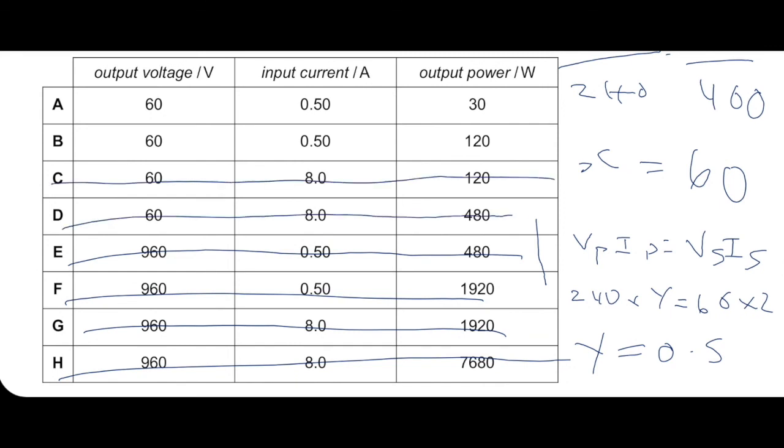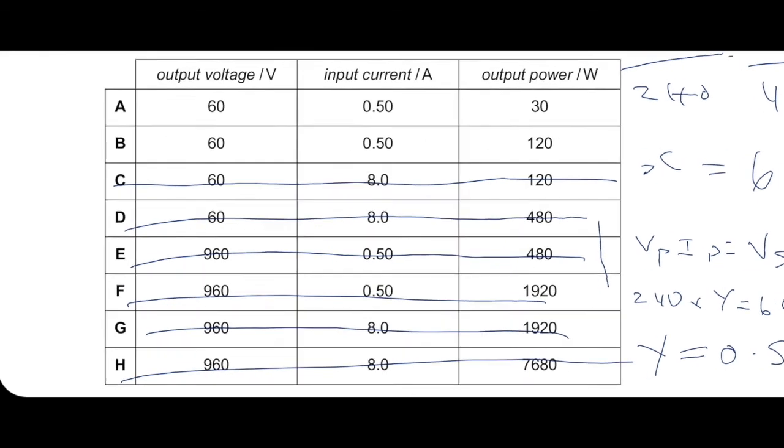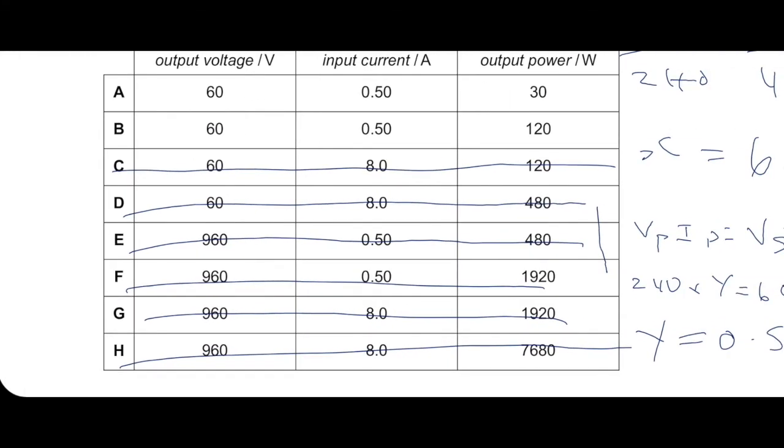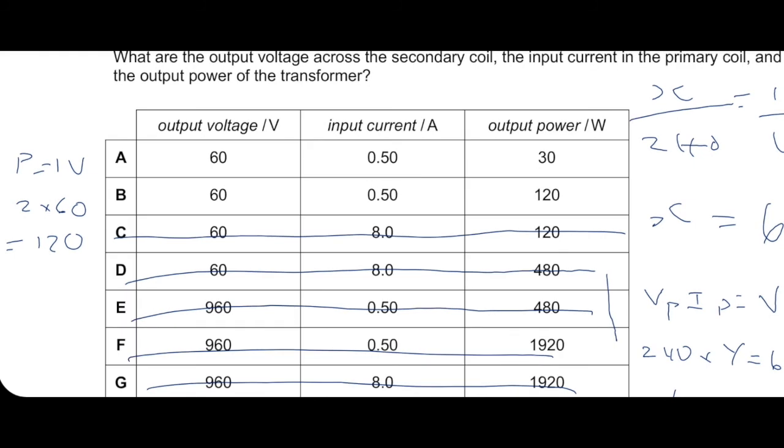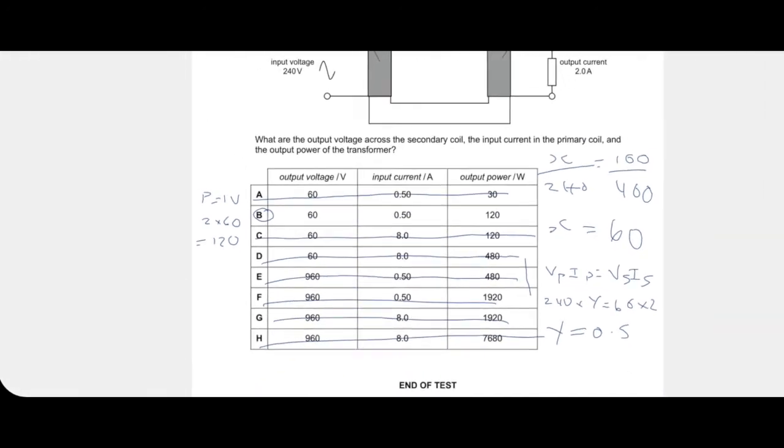C and D. And now to calculate the output power, we are going to use the equation P is equal to IV, and substitute I and V. 2 times 60 is equal to 120. And therefore we can eliminate A, and the answer is B. And that is question number 27 completed.